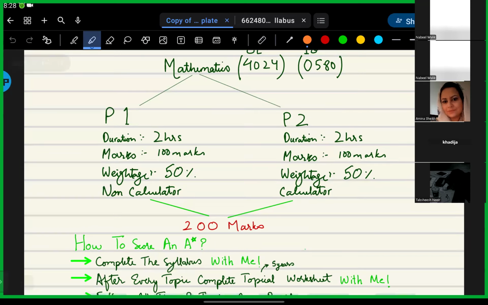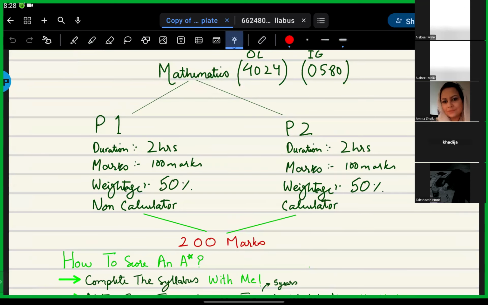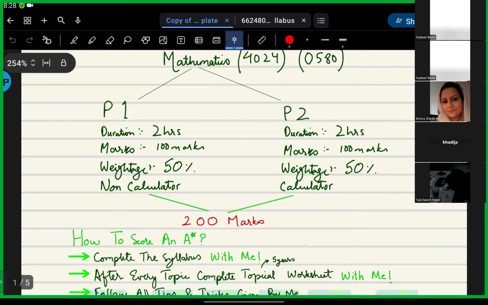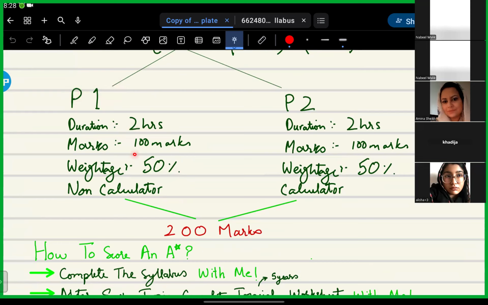Mathematics code is 4024 for O levels and 0580 for IGCSE. For both IGCSE and O level students, the duration of P1 is 2 hours, and the marks are 100 marks, and the weightage is 50%, because every paper is of 100 marks. P1 is non-calculator and P2 is calculator, and both add up to 200 marks.